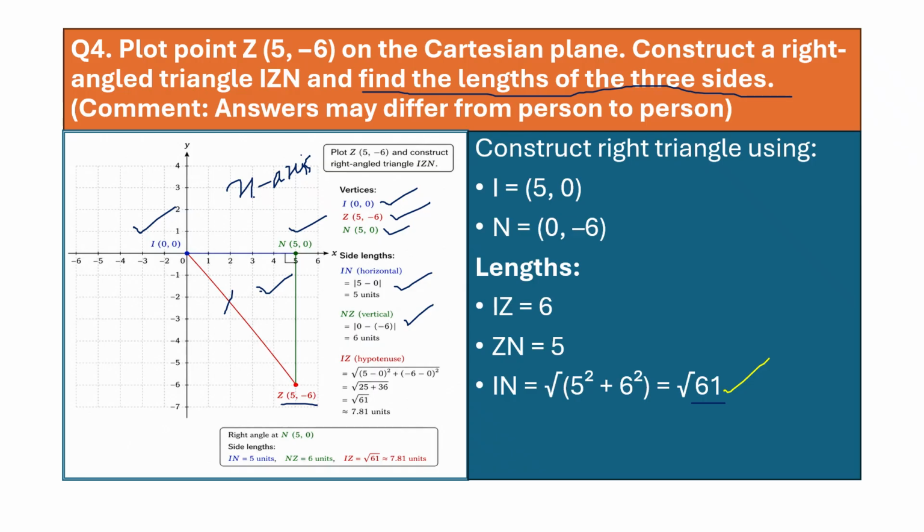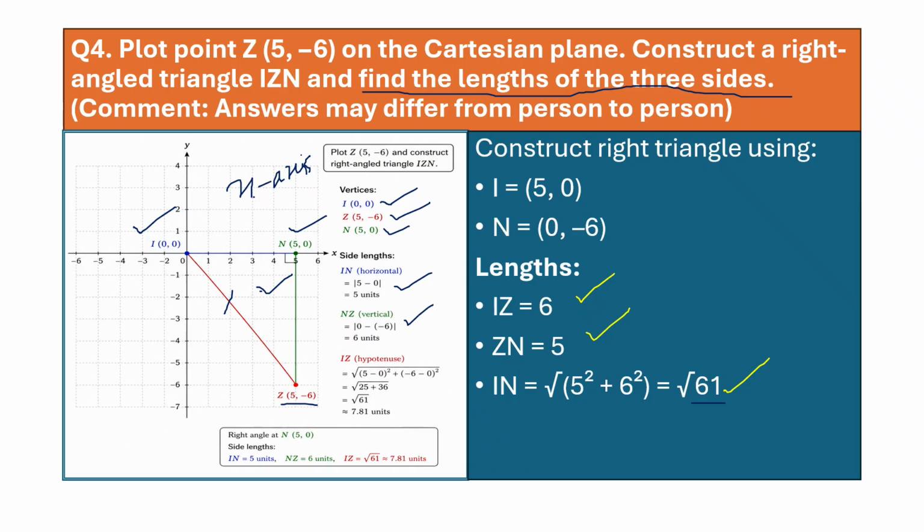So what is the right angle here? Right angle at N, which is (5, 0). And what are the side lengths we got? We got 5, we got 6 and root 61. I hope this question is clear to you, students.